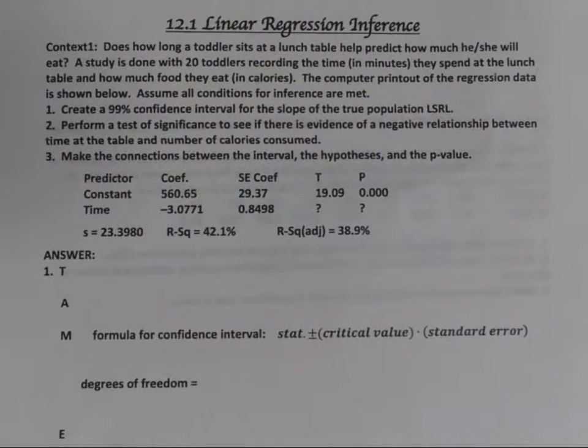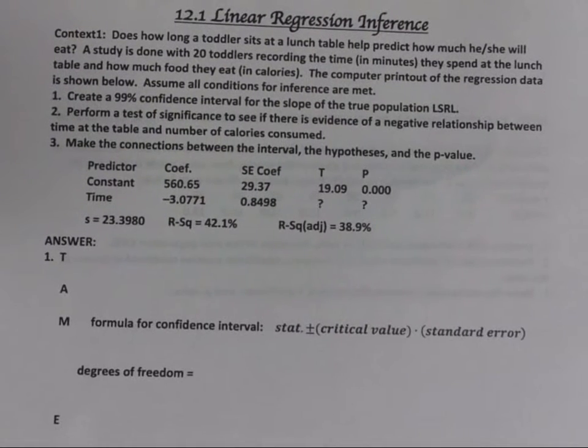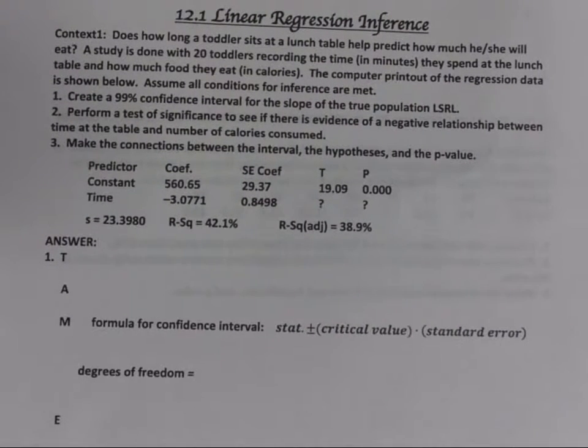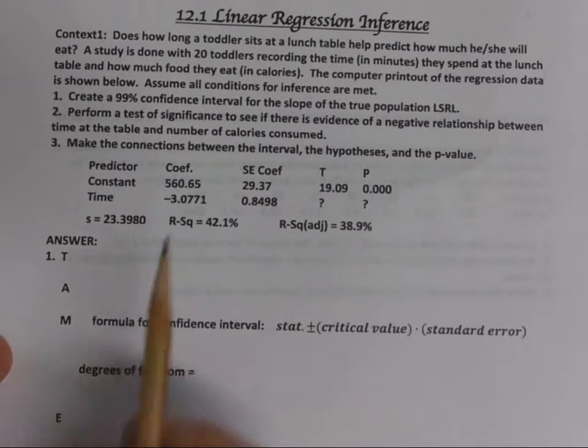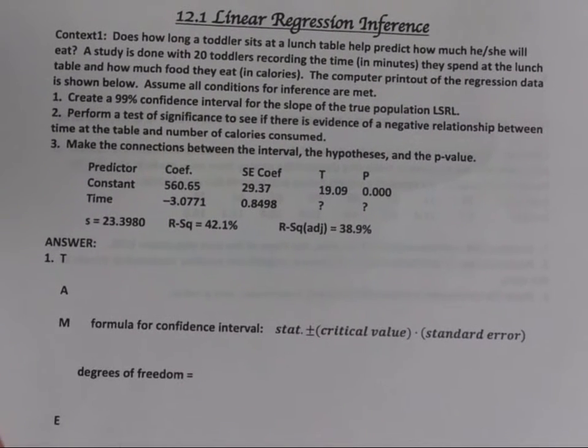Okay, we will now do the Chapter 12, Section 1 notes. And Chapter 12, Section 1 deals with what is known as linear regression inference. We're going to do a linear regression t-interval for the slope, and we are going to do a linear regression t-test with the slope. So it's all about the slope of the least squared regression line that we are going to be making inferences about.